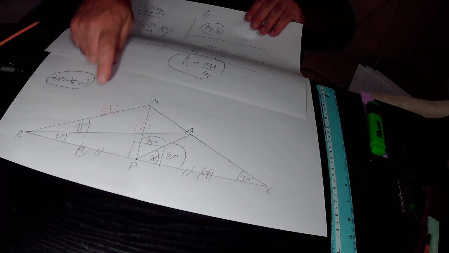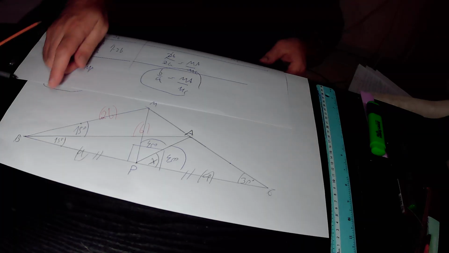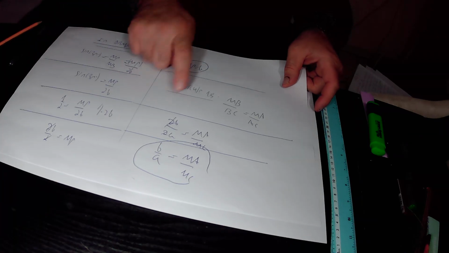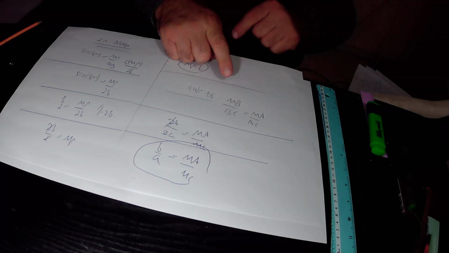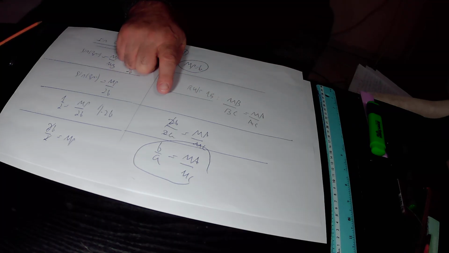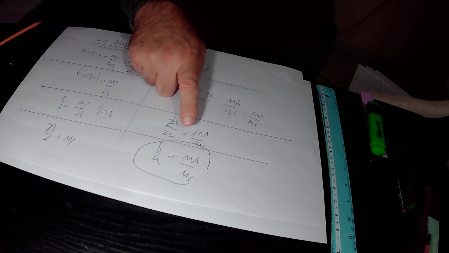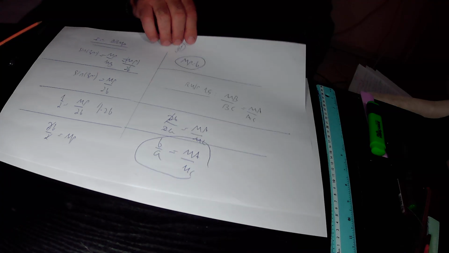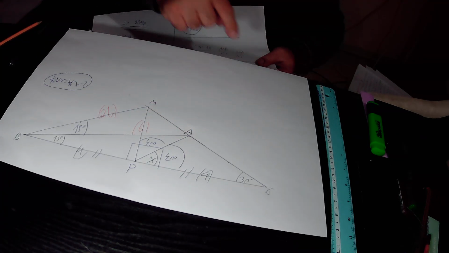MB is 2B, AC is 2A. Again, MB is 2B, BC is 2A, and it equals MA over MC. We have two denominators to get cancelled, so on this side of the equation we leave B over A equals MA over MC. We found out that B over A equals MA over AC.